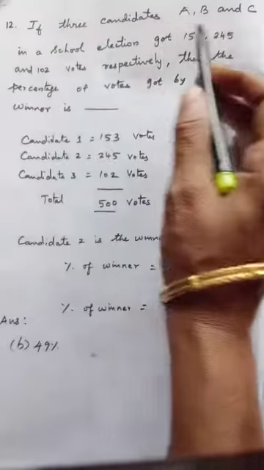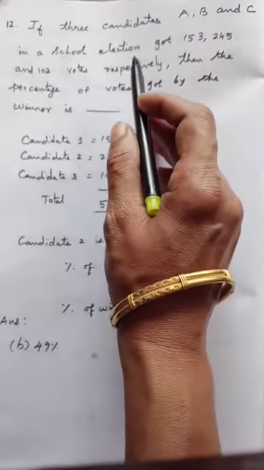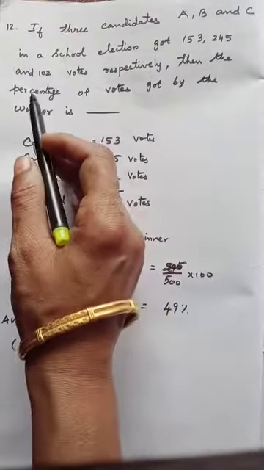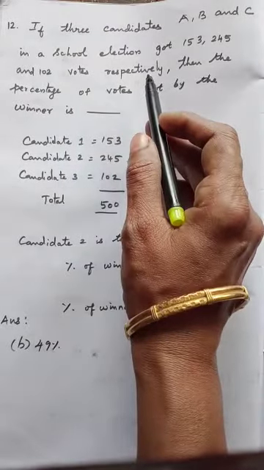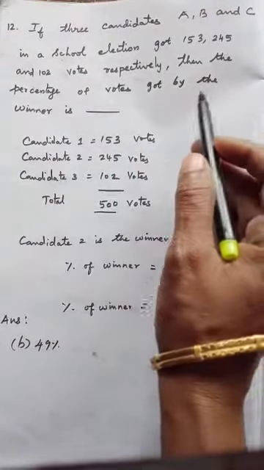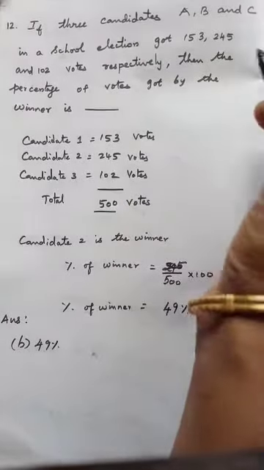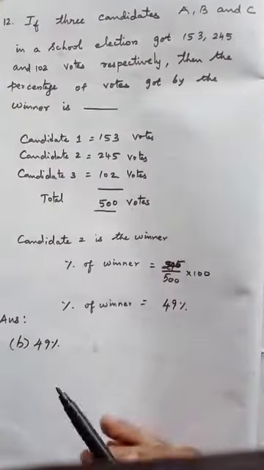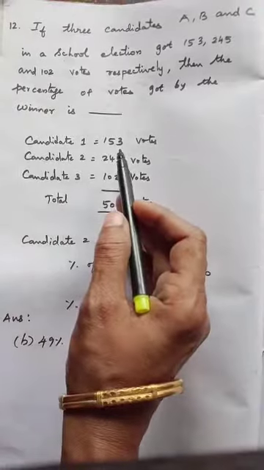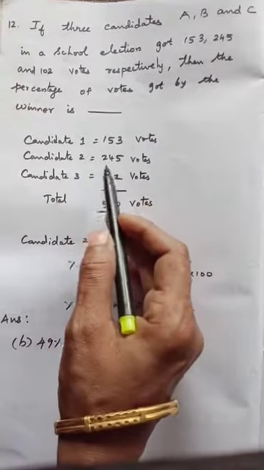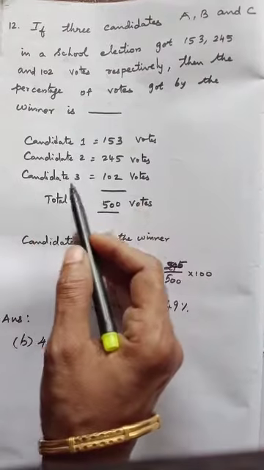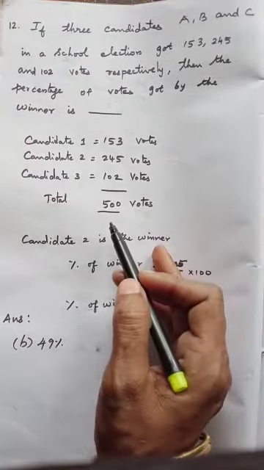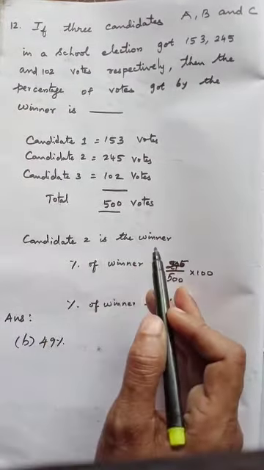12th sum. If 3 candidates A, B, C in a school election got 153, 245 and 102 votes respectively, then the percentage of votes got by the winner is. Who is the winner here? 245. Who got 245 votes? That is B. Okay. We shall write candidate 1 got 153 votes. Candidate 2 got 245 votes. Candidate 3 got 102 votes. Now add all the votes. It is 500. Okay. Candidate 2 is the winner.